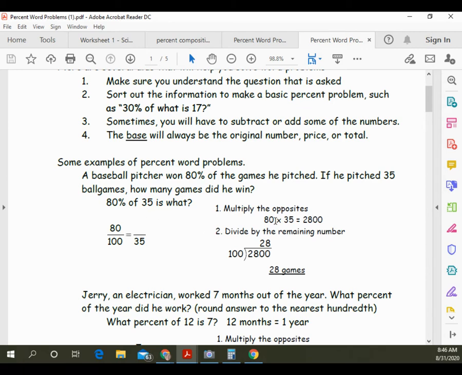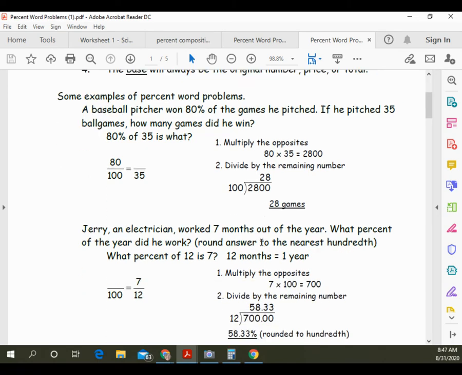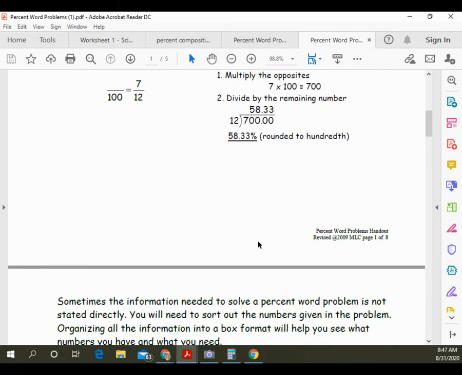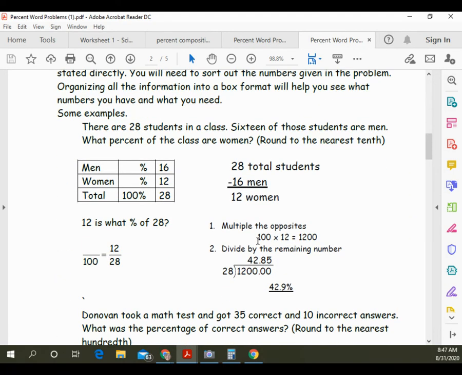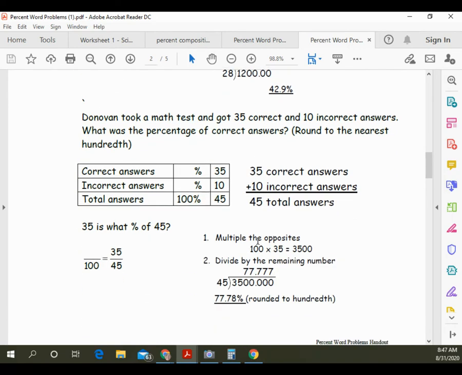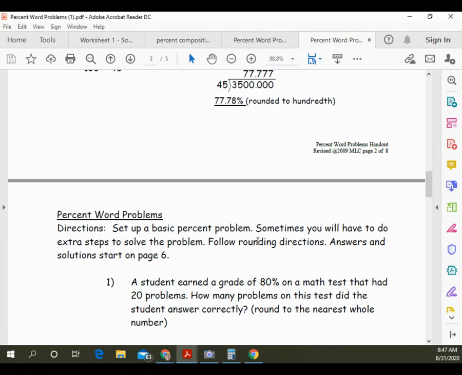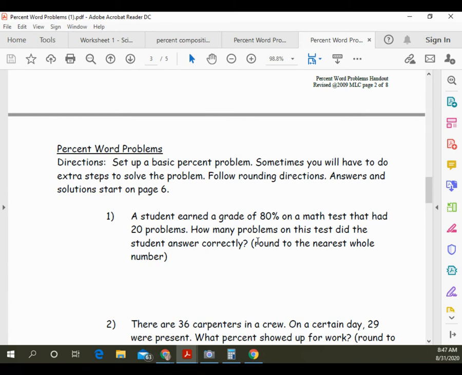Okay, multiply the opposites. So what percent did he win? Out of 35, we can do this math, multiply the opposites, divide the remaining number. You've probably done this in earlier years of school. All right, so let's go ahead to some problems besides just examples so you know what to write. So you could go through these examples on your own. So we're kind of scrolling down. And the actual work for you to do is right here.